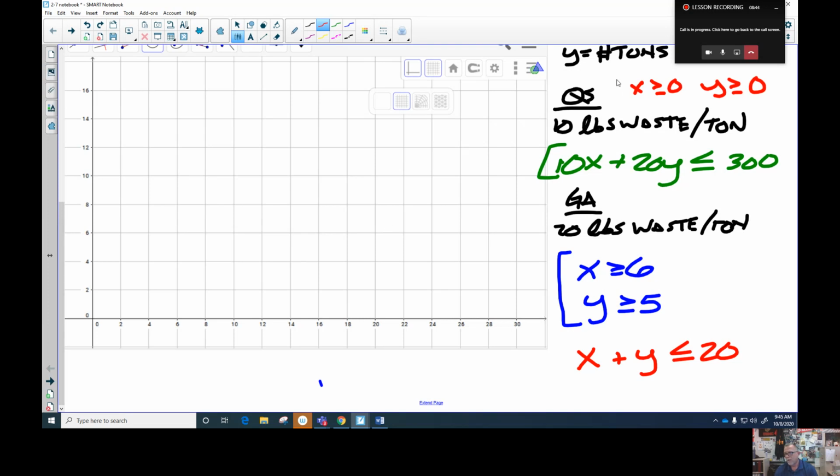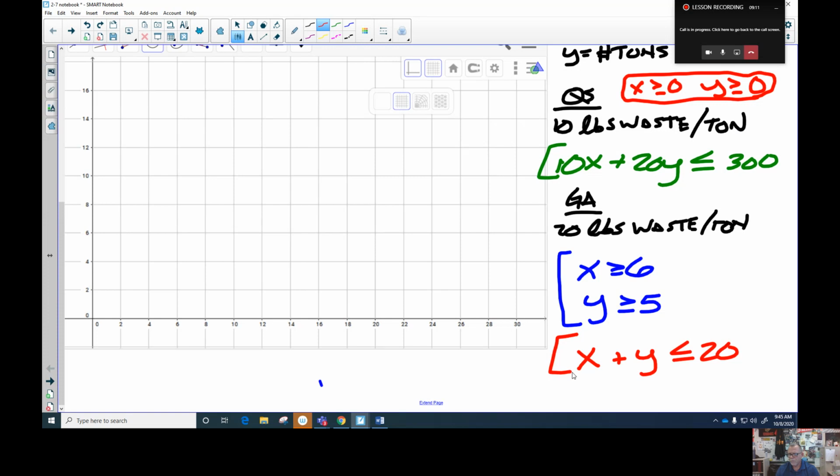The reason it's not important in this problem is we have these two inequalities where X and Y are going to be greater than 0 anyway. So these are ones where I don't necessarily need those to be written. But in problems that don't have lower limits on their X and Y values, we would have to write those to keep it in the first quadrant, just recognizing that there are no negative values, okay?